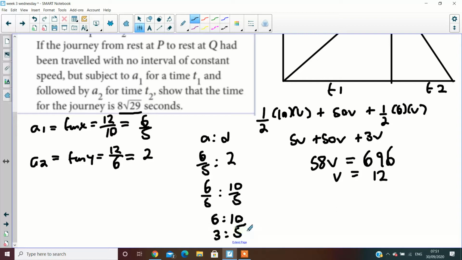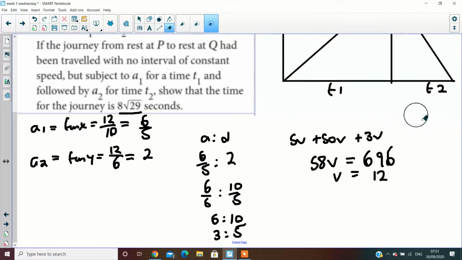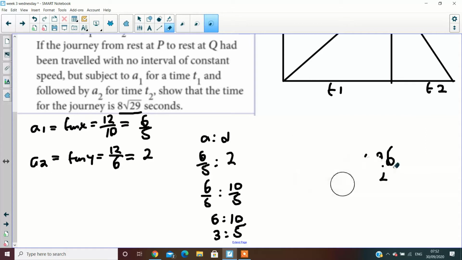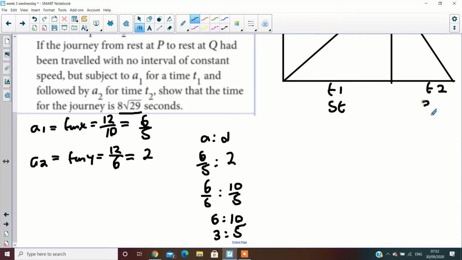And the ratio of 6 is to 10 is the same as what? 3 is to 5. All right, so what's my trick that I've been trying to beat into you this year? What should I change T1 into? 5T. What can I change T2 into? Yeah, no worries, 3T. Is that okay with you guys? 5T and 3T. Okay, 5T and 3T.